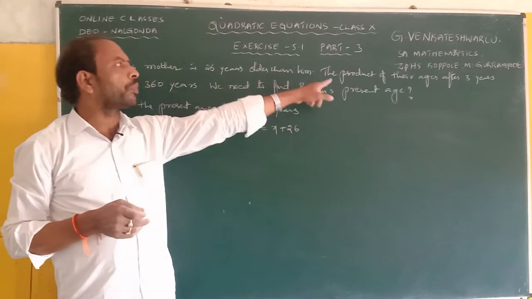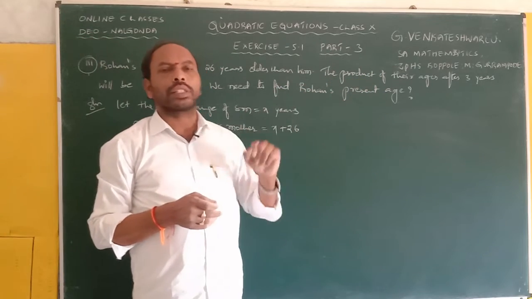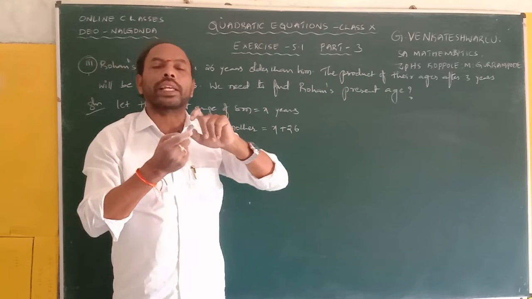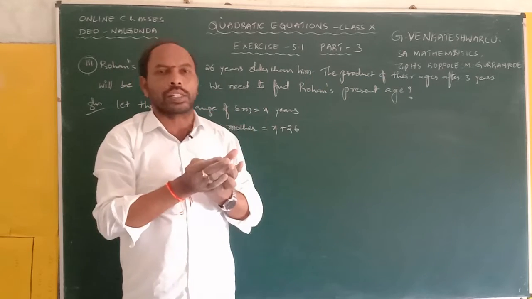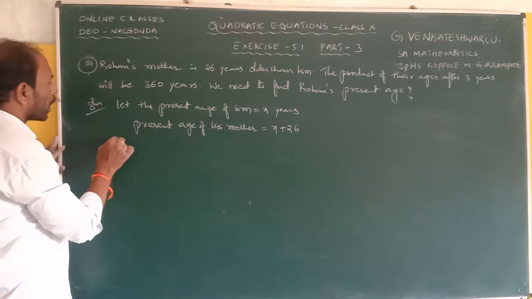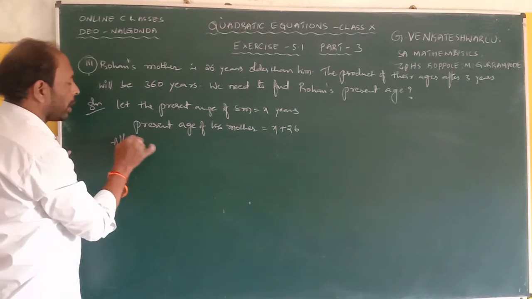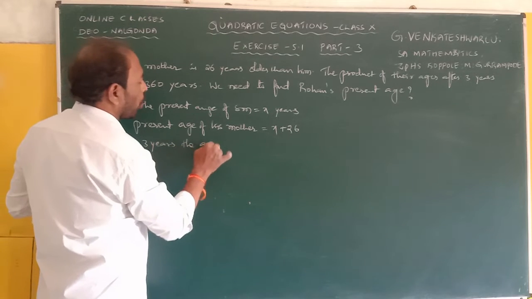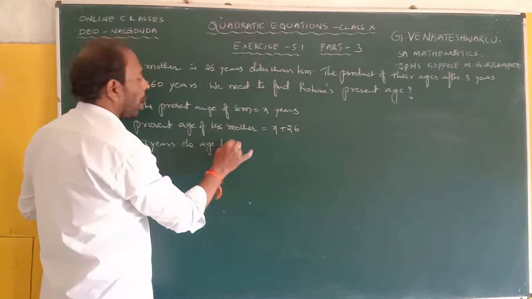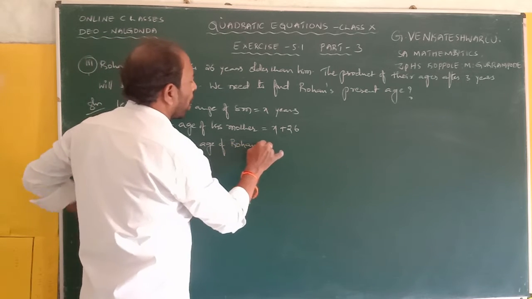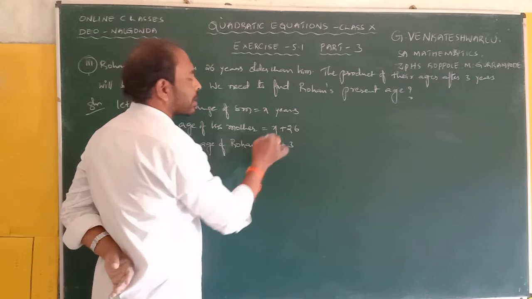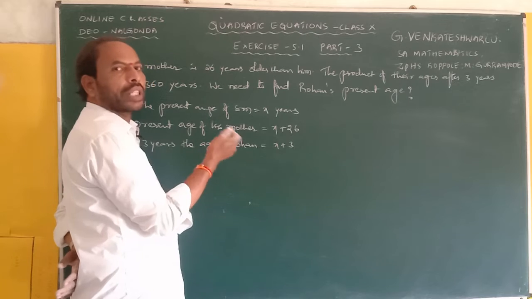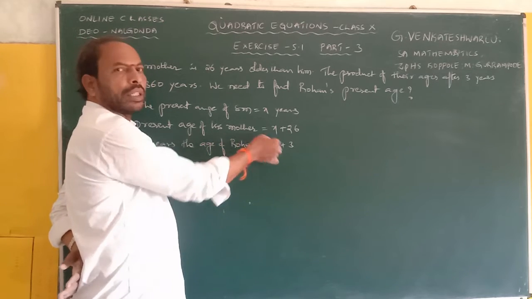What is the next condition? The product of their ages after 3 years. It is discussing not the present, but after 3 years. Look here, in the second case, after 3 years, the age of Rohan will be x plus 3 years. So 3 years will be added to his present age. After 3 years means the age will be increased by 3 years.